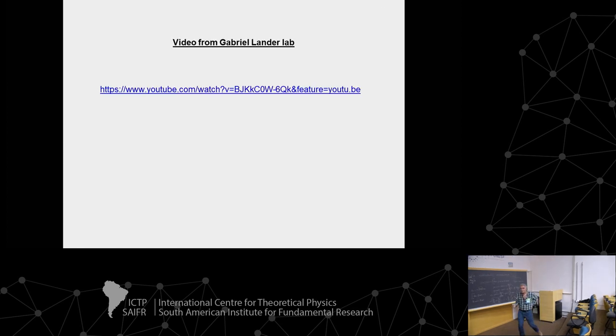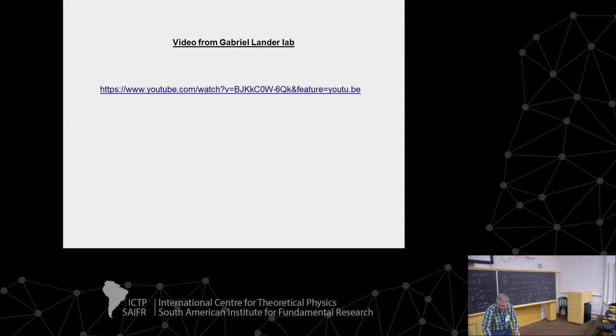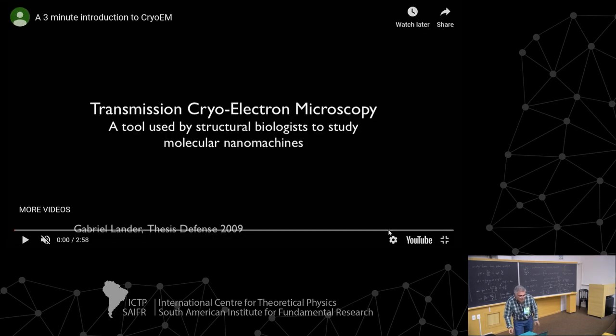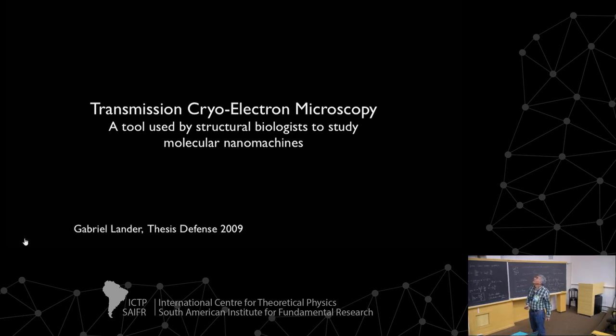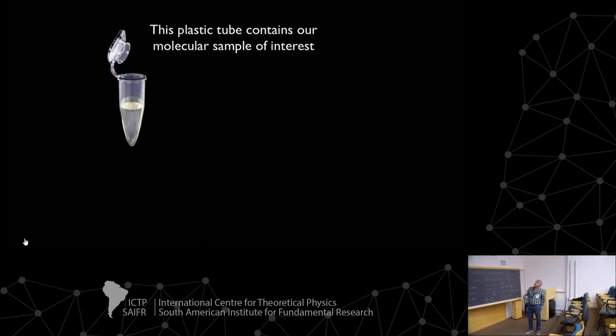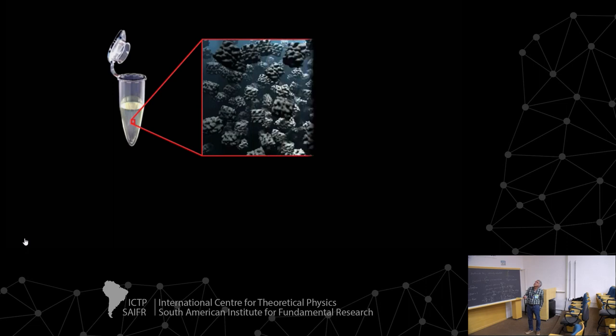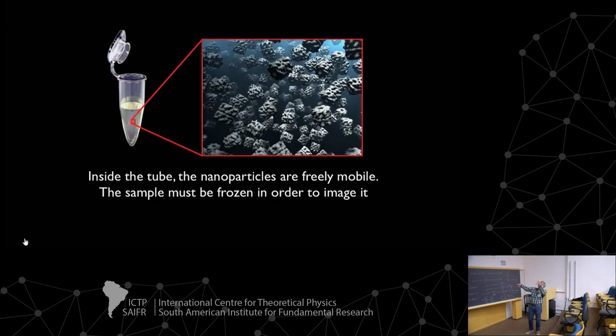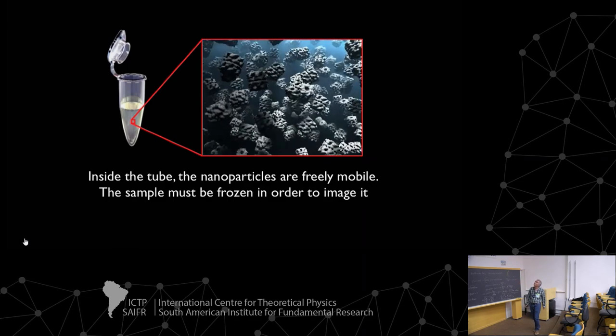Okay. So here, I just wanted to show a 3-minute video, which I prepared here, that shows the process of electron microscope sample preparation and detection. This is from the Gabriel Lander lab. So you have your sample in solution, it's in water. Each molecule is in a different orientation in the water, it's Brownian motion.